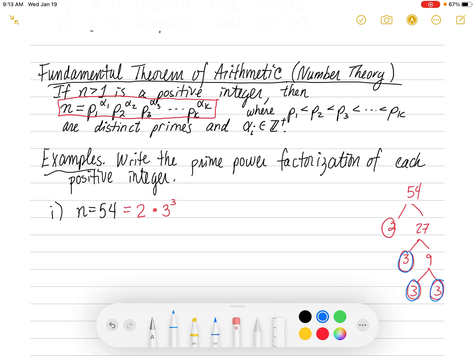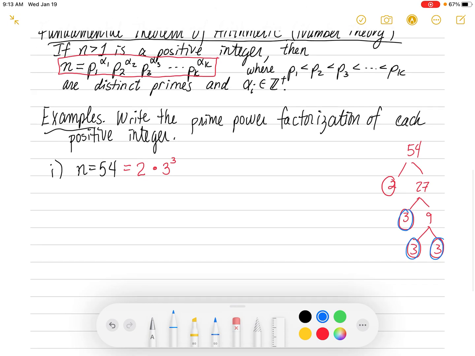So there we have it. We have 2 times 3 cubed. That's our prime power factorization here. So basically the p1 here is 2. Alpha 1 is 1. p2 is 3. And alpha 2 is 3. All right, let's do another one.